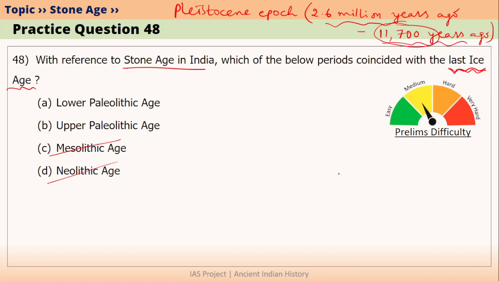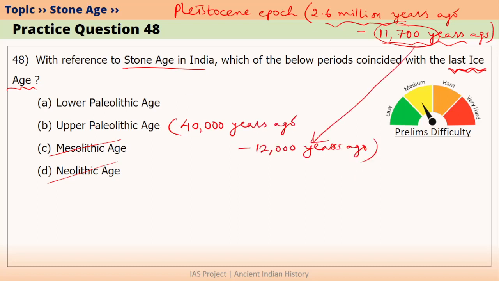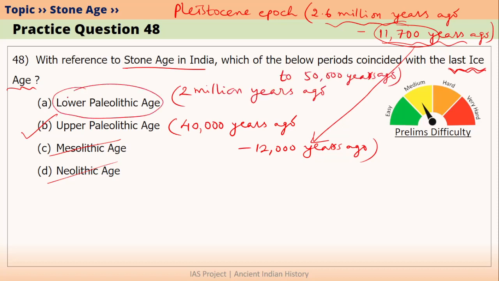We know that this period coincided with Upper Paleolithic age because Upper Paleolithic age time was 40,000 years ago to 12,000 years ago. So basically this coincides with this. So the correct answer would be B, Upper Paleolithic age. The Lower Paleolithic age time was 2 million years ago to 50,000 years ago. Lower Paleolithic age was an ice age, but it was not the last ice age because last ice age coincided with Upper Paleolithic. So the correct answer is B. This is not an easy question because this question mixes both geography as well as ancient Indian history.